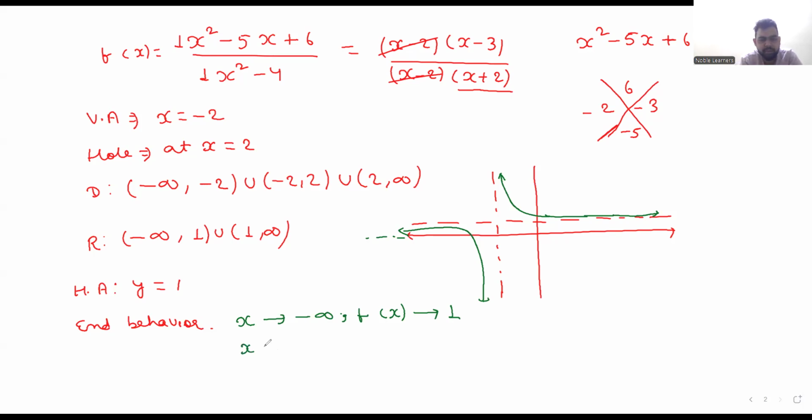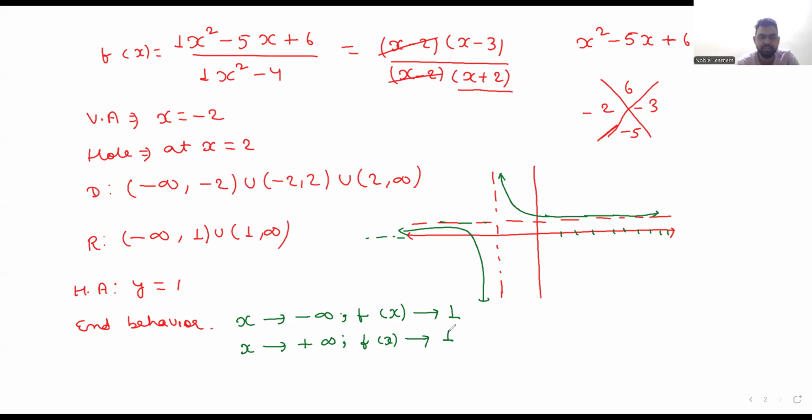And when I write x approaches positive infinity, then f(x) approaches... negative infinity? No, again 1, the horizontal asymptote. You see, you are going to positive infinity, right? Where is the graph going? 1. This line it is approaching on both sides. So no matter what, if you know the horizontal asymptote, the end behavior is always related to it. You understand this, right? So these are the things we learned in the previous classes.